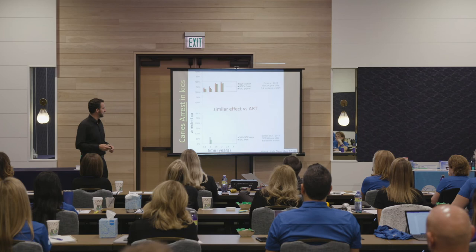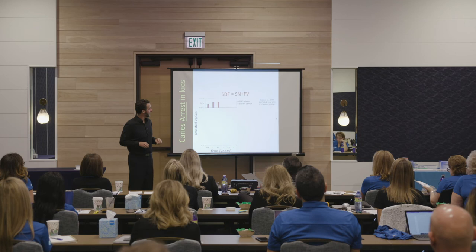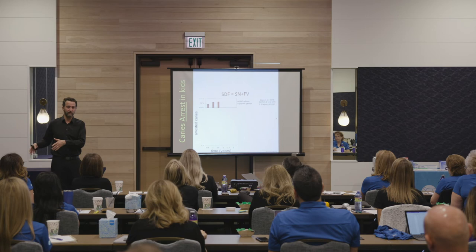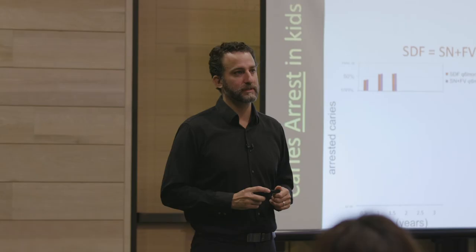This is one other new thing that just came out last year. They took 500 kids in each group. They had 5 cavities on average at the start, and they treated them either with silver nitrate and fluoride varnish or silver diamine fluoride and an empty varnish. And the results are equivocal. The outcomes are about the same.